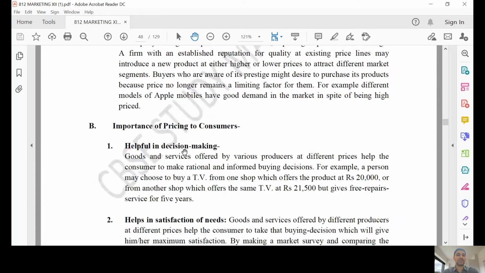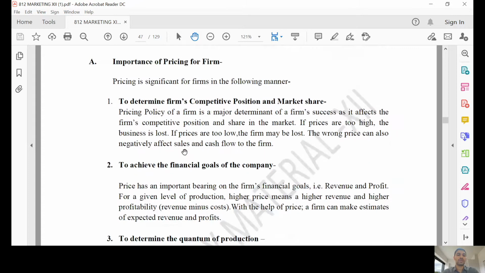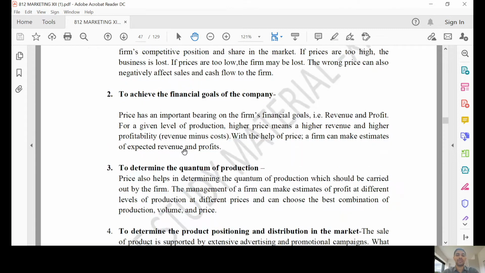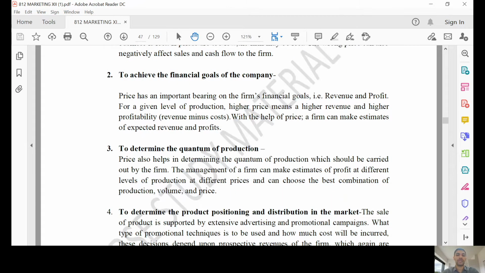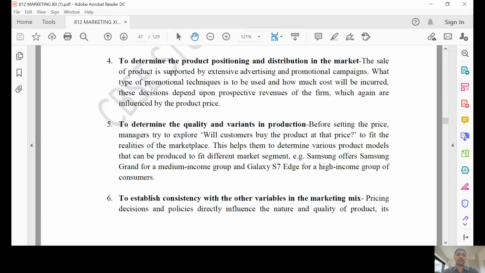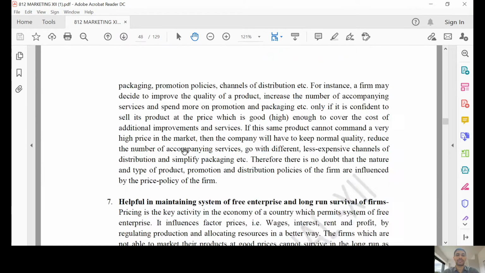So these are all the importance of pricing to the firm. To determine the competitive position and market share, to achieve the financial goal of the company, to determine the quantum of production, to determine the product positioning and distribution in the market, to determine the quality and variance in the production, to establish consistency with other variables in the marketing mix.